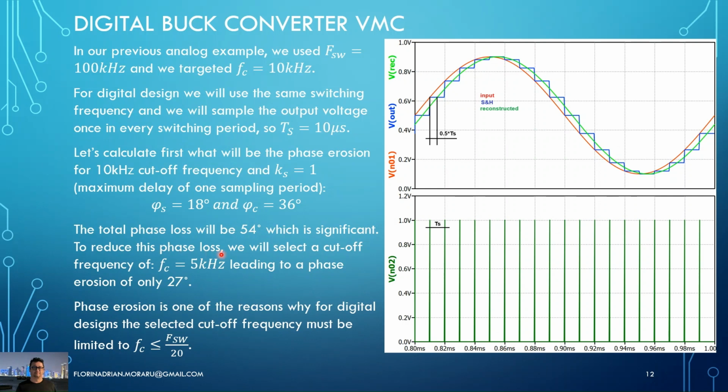To reduce this phase loss, we will select a lower cutoff frequency. We'll go to 5 kilohertz, half of the initial value of 10. That means we expect a phase loss of only 27 degrees. This phase erosion phenomenon is one of the reasons why for digital designs we need to select a cutoff frequency smaller than or equal to the switching frequency over 20. This is a good practice recommendation. It doesn't mean that you cannot select a cutoff frequency higher than this number.